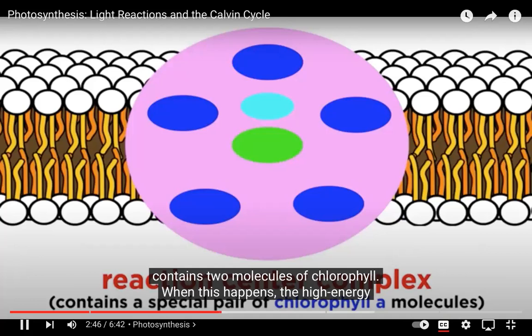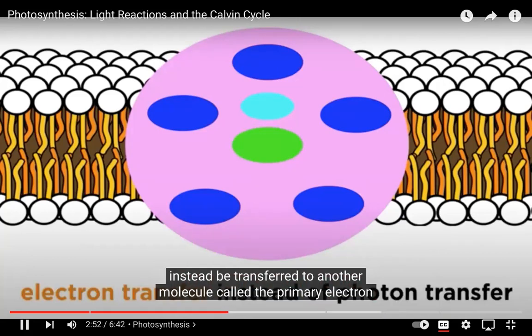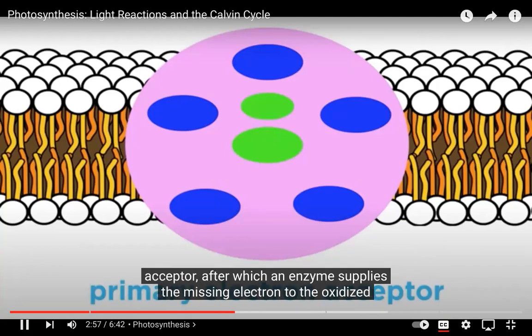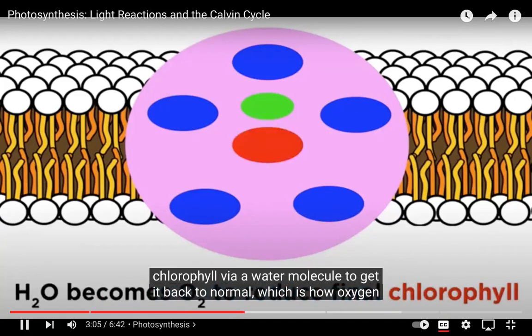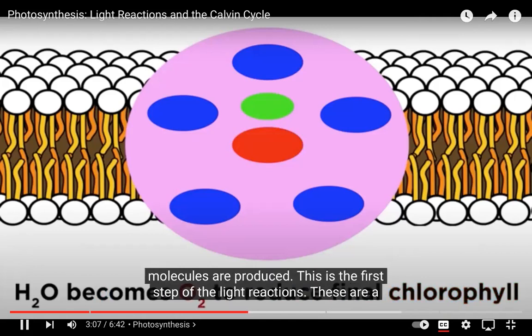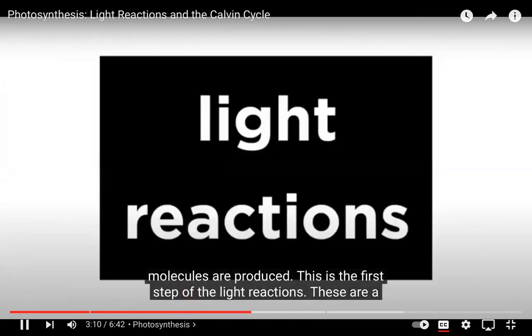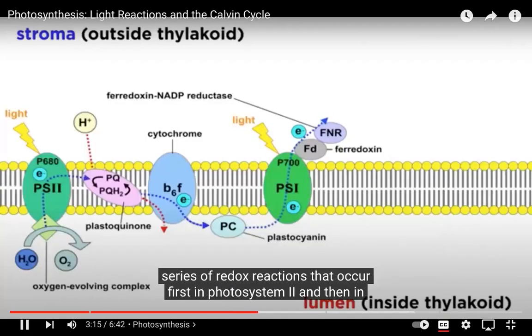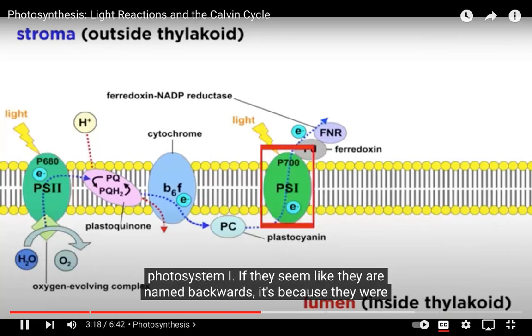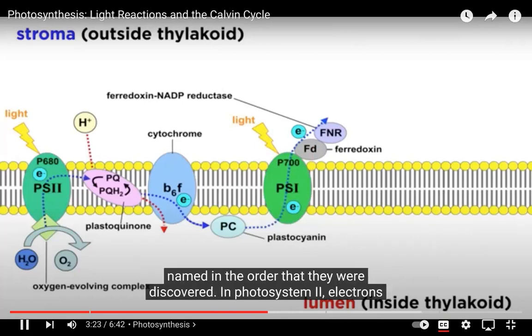When this happens, the high-energy excited electron, rather than relaxing back down to the ground state, will instead be transferred to another molecule called the primary electron acceptor, after which an enzyme supplies the missing electron to the oxidized chlorophyll via a water molecule to get it back to normal, which is how oxygen molecules are produced. This is the first step of the light reactions. These are a series of redox reactions that occur first in photosystem 2 and then in photosystem 1. If they seem like they are named backwards, it's because they were named in the order that they were discovered.